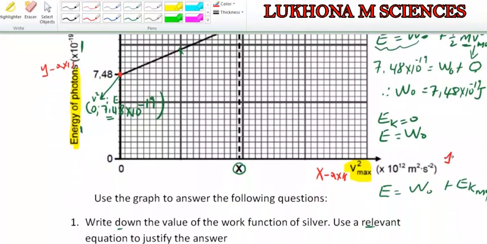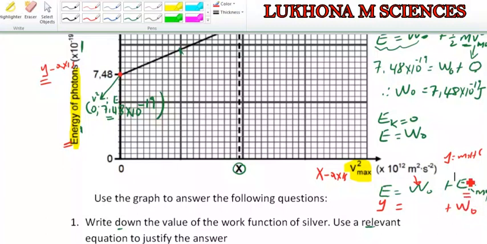If you still remember, we said the y-intercept is the work function, which means let's rearrange this formula so that it takes the form y is equal to mx plus c. Then we'll see what will happen. Now our y-axis is the energy, which means this is already y. Then this one is the y-intercept according to the equation, so plus what? Work function.